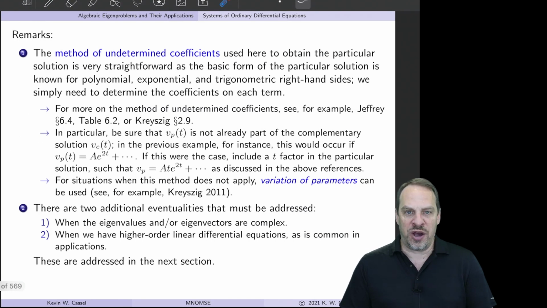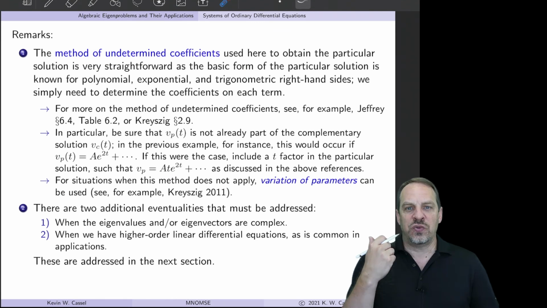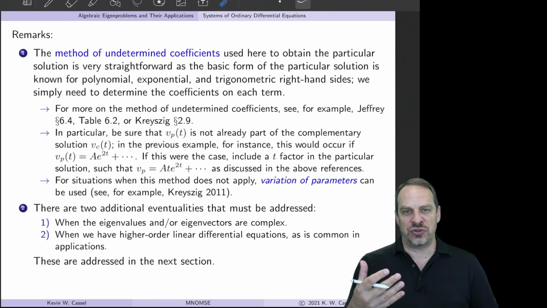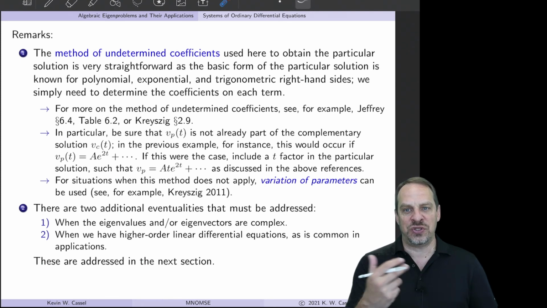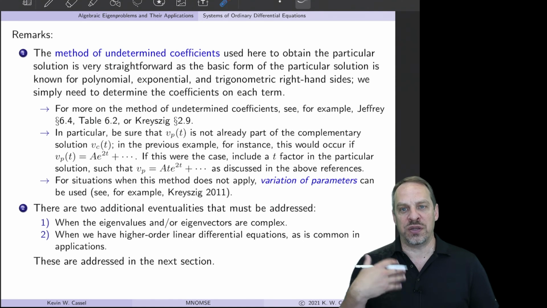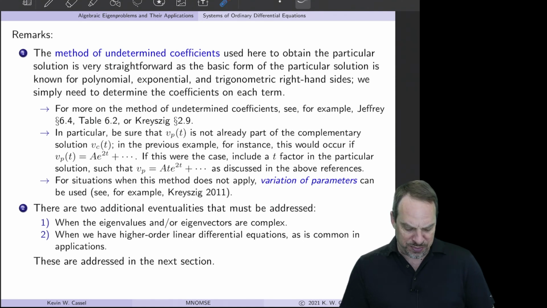Okay, let me make a couple comments. First of all, about this method of undetermined coefficients. Once again, the idea is for certain types of forcing functions, f, I know the general form of the solution. And again, that's the case for polynomials, exponentials, and trig functions. I take advantage of that, and all I need to do is determine the coefficients in my general particular solution. So it's by far the easiest way to get particular solutions when it is possible. When it's not possible, you can use the variation of parameters approach that you learned in differential equations.